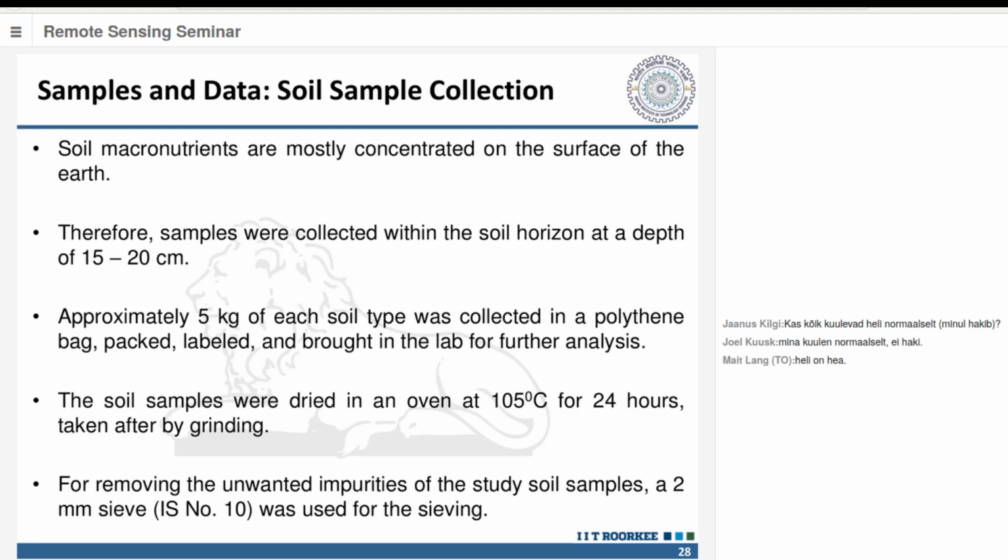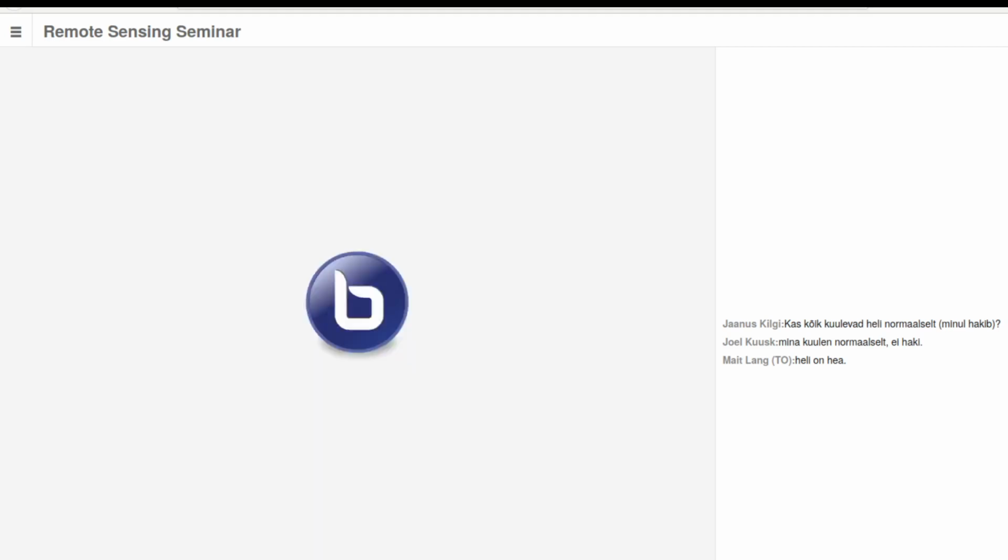Soil micronutrients are mostly concentrated on the surface of the earth. Therefore, samples were collected within the soil horizon at a depth of 15 to 20 centimeters. Approximately 5 kilograms of each soil type was collected in a polythene bag, packed, labeled, and brought to the lab for further analysis. The soil samples were dried in an oven at 105 degrees Celsius for 24 hours, taken after grinding. For removing the impurities of the study soil samples, a 2 mm sieve was used for sieving.